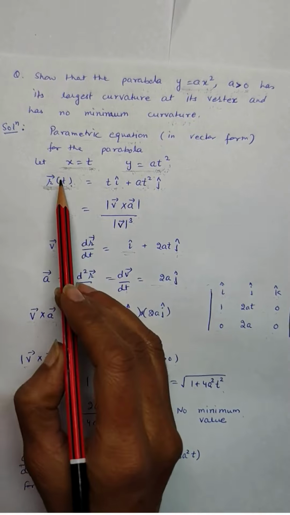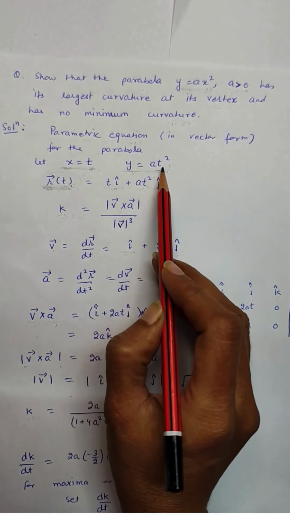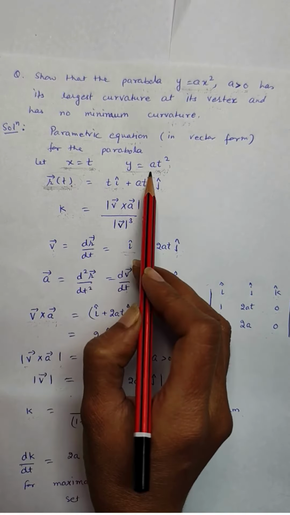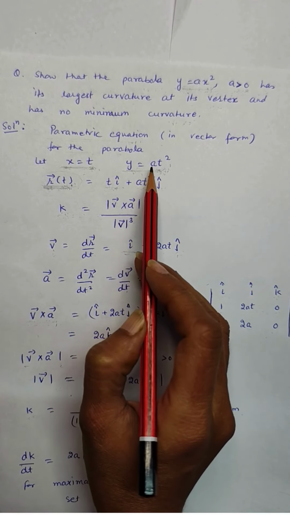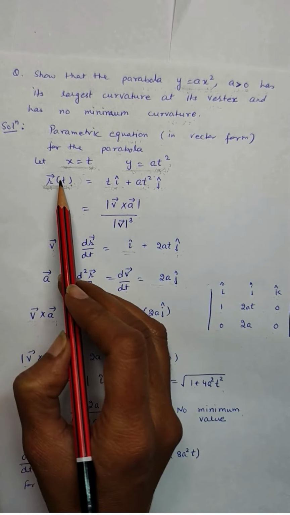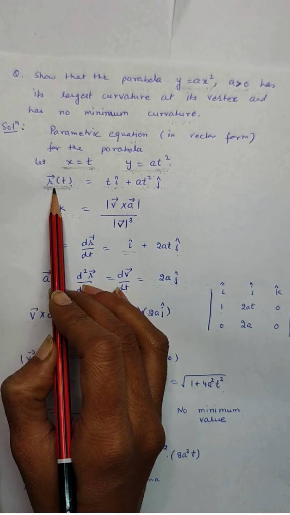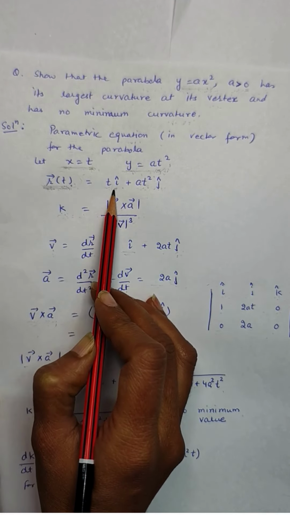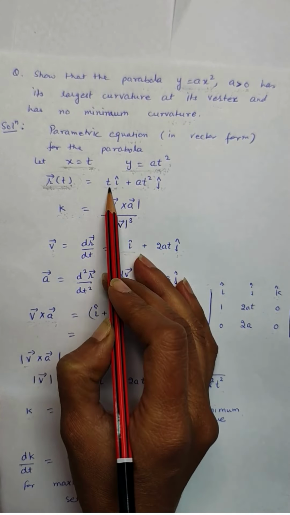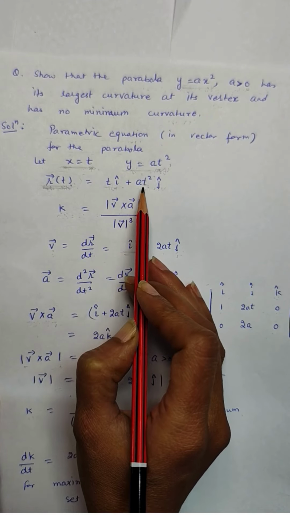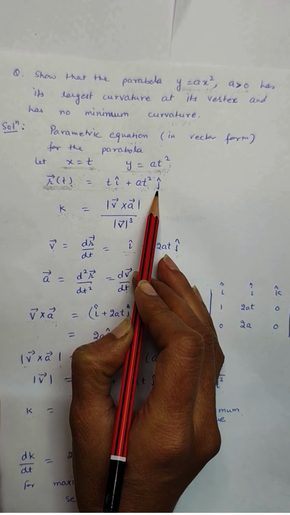For that, we substitute x equal to t in the equation of the parabola and we find that y equal to at squared. So these two equations, x equal to t and y equal to at squared, represent the parabola in parametric form. If we have a particle moving along this parabola, then the position vector r of that particle at any time t is given by xi plus yj, where x equal to t and y equal to at squared. Now this is the curve representing the parabola.